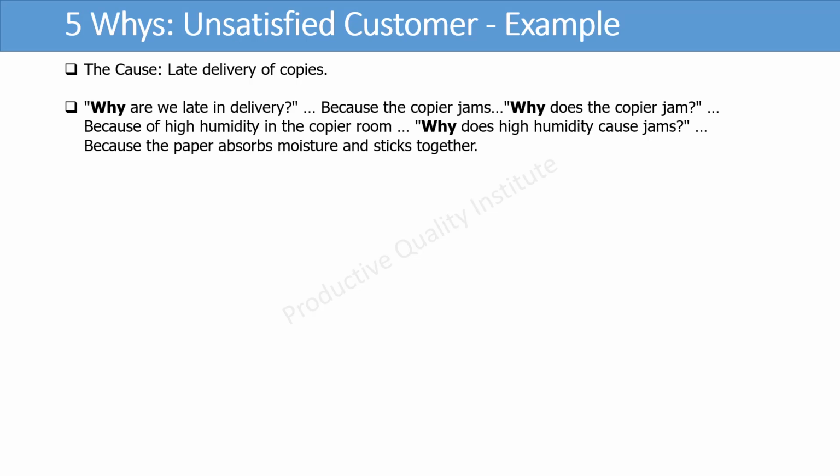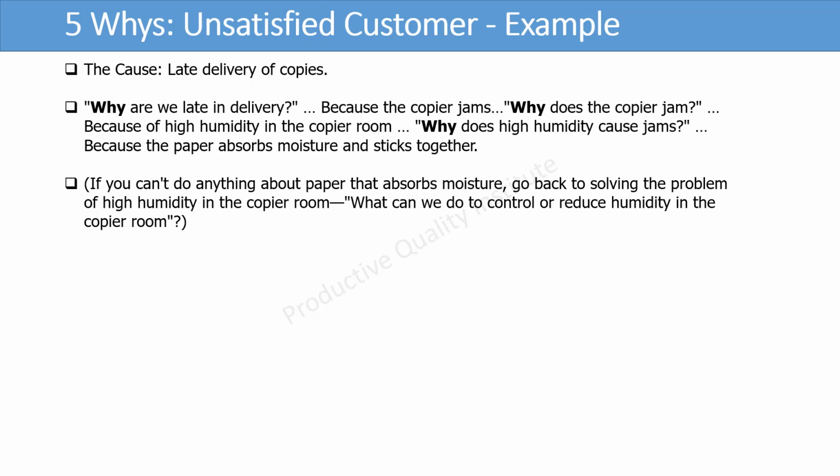Why does humidity cause jams? Because the paper absorbs moisture and sticks together. If you can't do anything about paper that absorbs moisture, go back to solving the problem of high humidity in the copier room. What can we do to control or reduce humidity in the copier room?